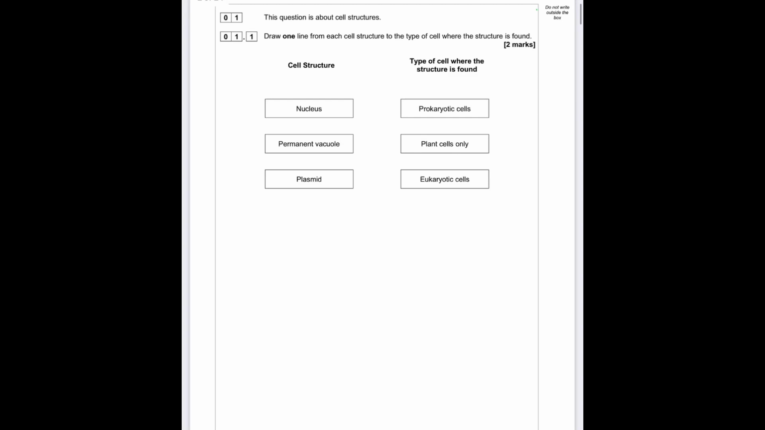In this first question, we're going to be looking at cells. It says draw one line from each cell to the type of cell where the structure is found. Now, if we have a cell that has a nucleus, then we would have a eukaryotic cell. So that matches down to this one at the bottom. And alternatively, when we have cells that don't have a nucleus like plasmids, they are the prokaryotic cells. And then a cell which has a permanent vacuole would be our plant cell because that's where the cell sap is.